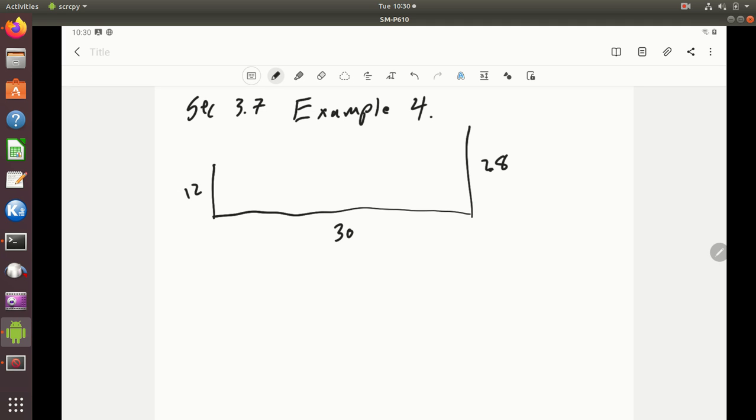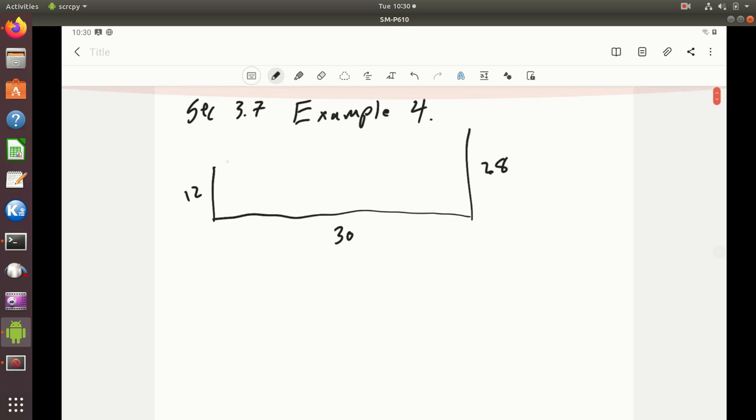We're going to attach two wires to a single stake. And it says, where should we put the stake? So here's the stake. Where should we put that to use the least amount of wire?